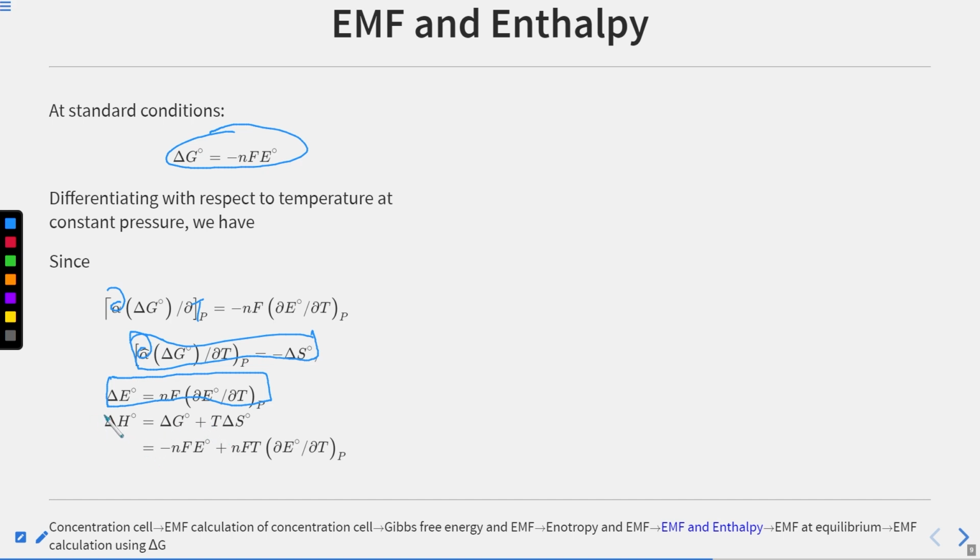So if you remember this equation, delta H is equals to delta G plus T delta S naught. We know that delta G naught is equals to minus nFE naught, and delta S we have calculated right now. It was delta E naught by delta T into nF. So finally we got this equation. This equation is also very important from an examination point of view. We are not using any rocket science here. We are just applying thermodynamic concepts and calculating our enthalpy change, Gibbs energy change, and entropy change. All these thermodynamic properties are calculated using simple thermodynamic relations.